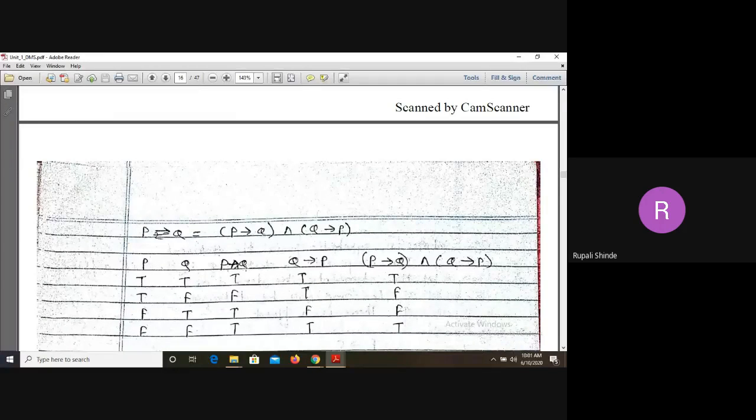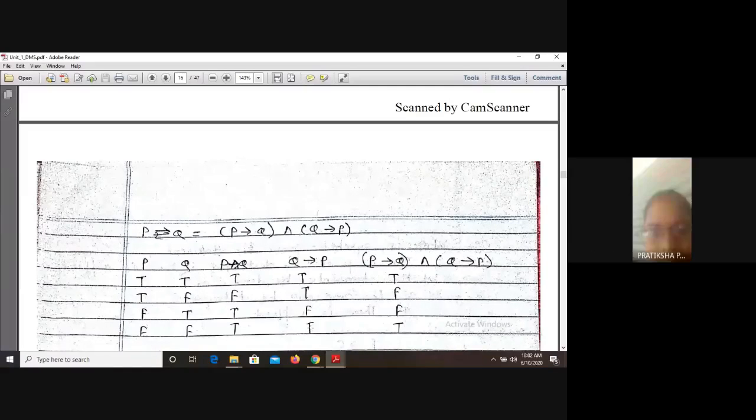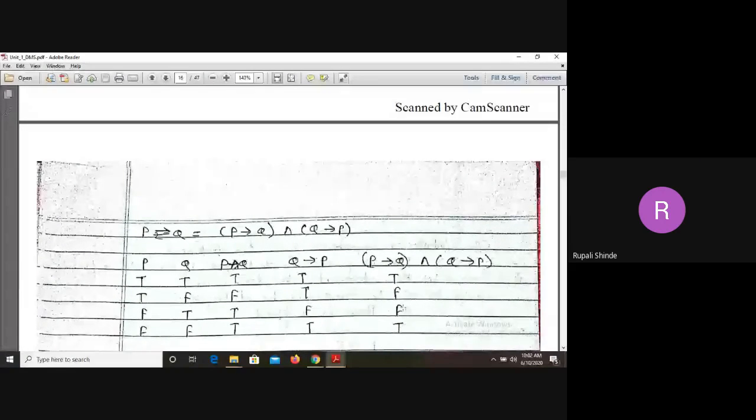Okay, now the conjunction between these two, P conditional Q and Q conditional P. What is the rule for conjunction? TT gives T. Otherwise it is F. Now apply that rule. The first value is T, the second value is T, so the final value is T. Second, FT gives F. Okay, TF also gives F. And the last value is TT, so the final value comes T. Now check whether this column matches. Hello, any doubt?